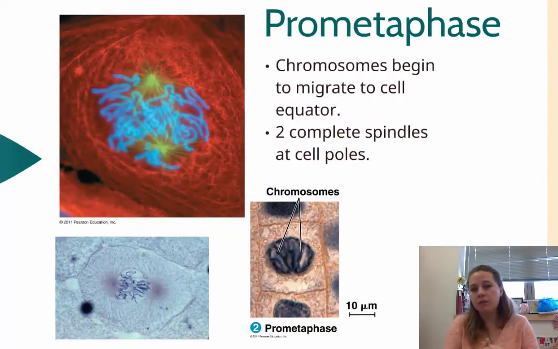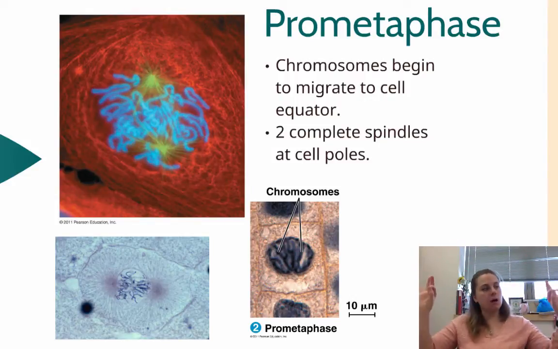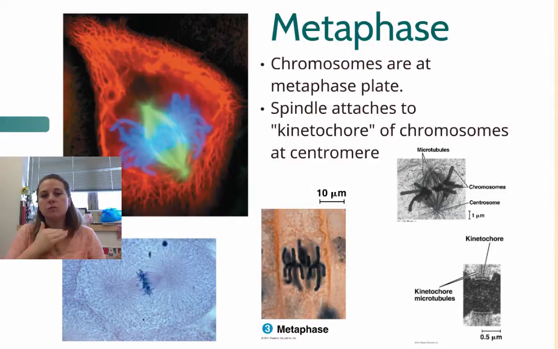So here's prometaphase. This would be like the midpoint between prophase and metaphase. This is where things are really starting to happen. Chromosomes start to migrate towards the center. You get two very complete spindles now at the poles. The spindle fibers are going to move so that they're at opposite ends from one another, creating those strands. That's prometaphase.